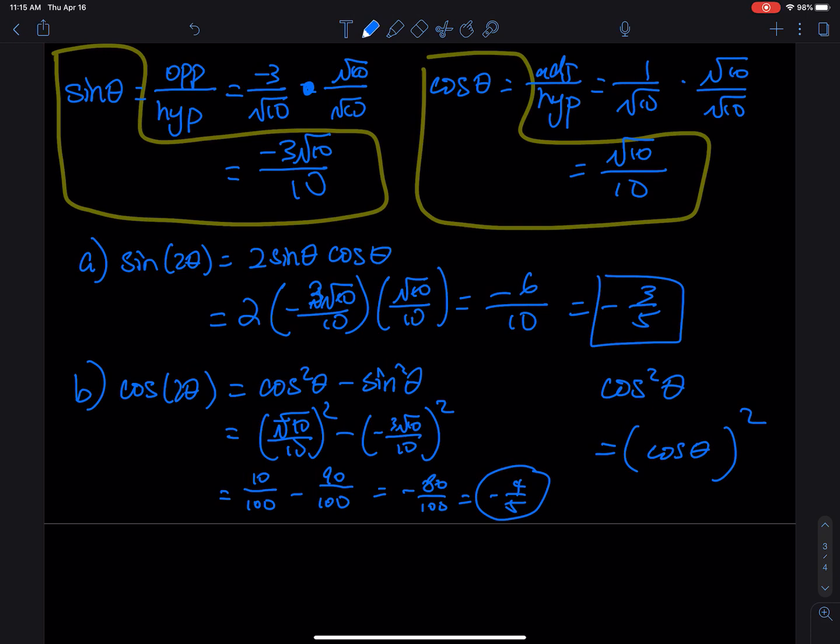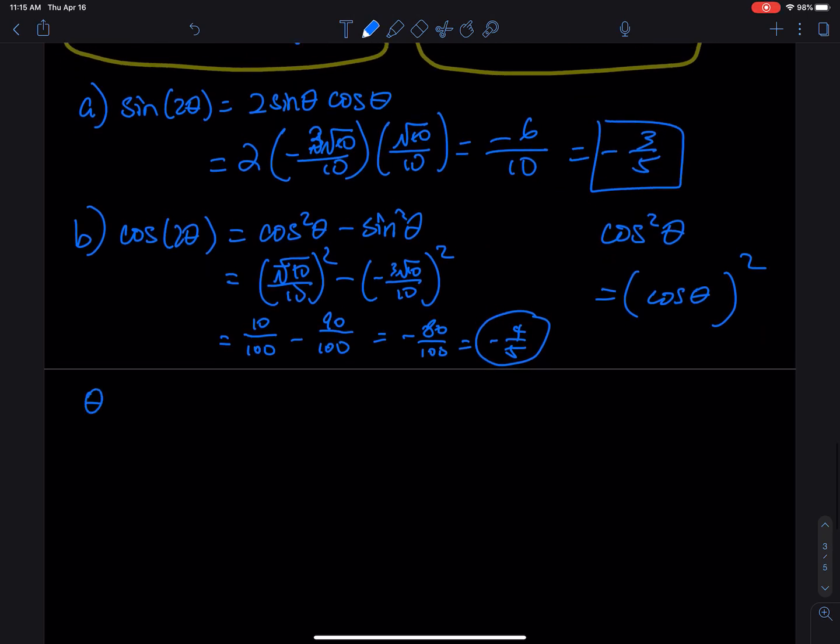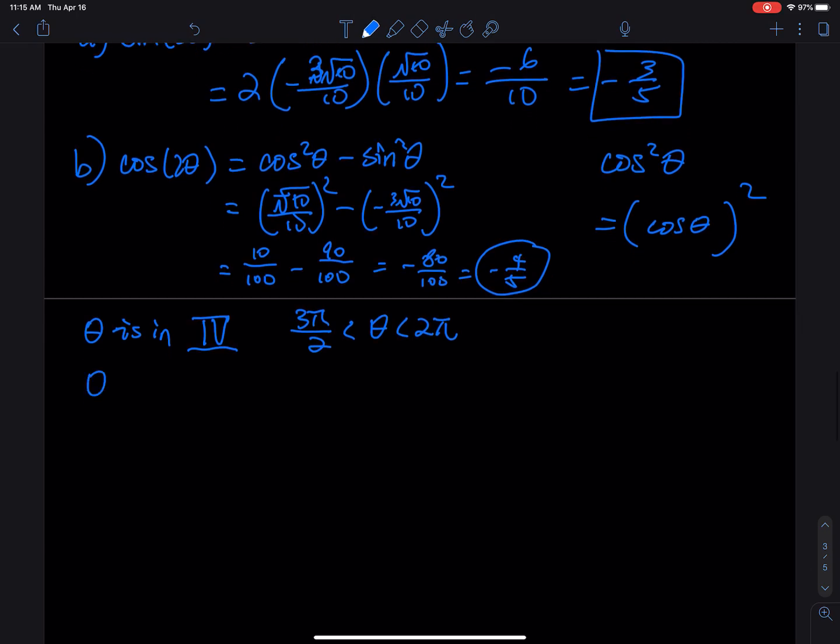And then what about the next one, the half angle? So the half angle, let's do some analysis. Theta is in quadrant 4. So in quadrant 4, theta is between 3 pi over 2 and 2 pi, right? 270 degrees and 360 degrees. And then you divide each side by 2. So we have 3 pi over 2 divided by 2 is 3 pi over 4, and then theta over 2, and then pi.